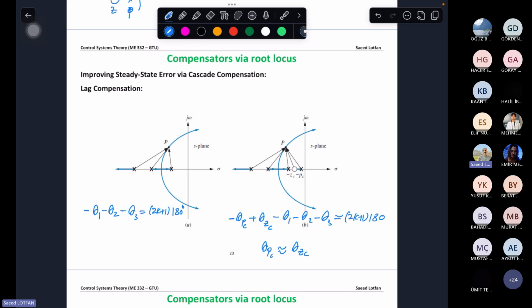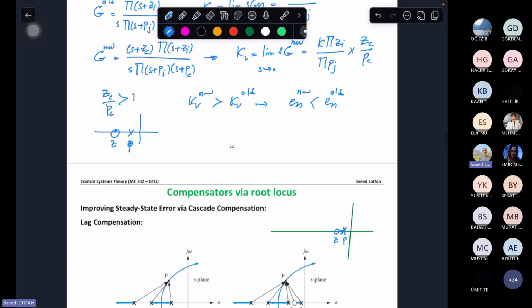So in the lag compensator, if you are choosing to add the pole and zero close to the origin, you also have to make sure that these two, the pole and zero, are close to each other so that the transient response is not that much affected. If you put them away from each other, zero-pole cancellation becomes weaker, and when it becomes weaker, the transient response will be affected so much.